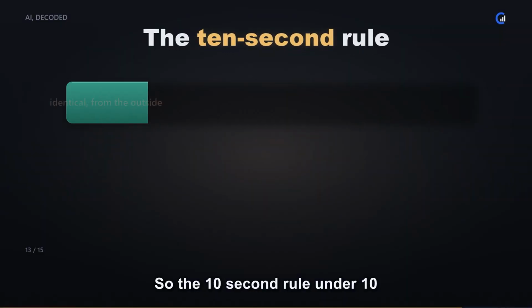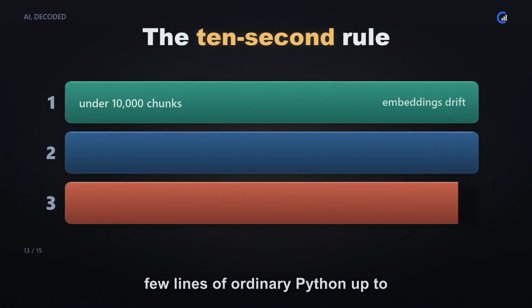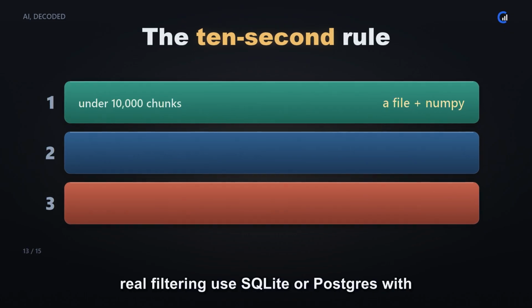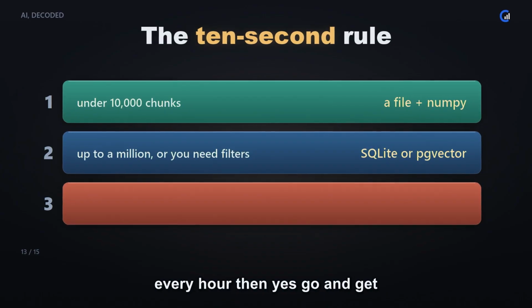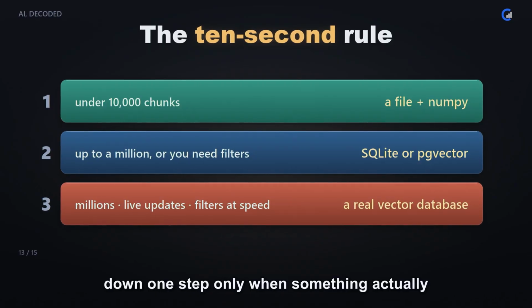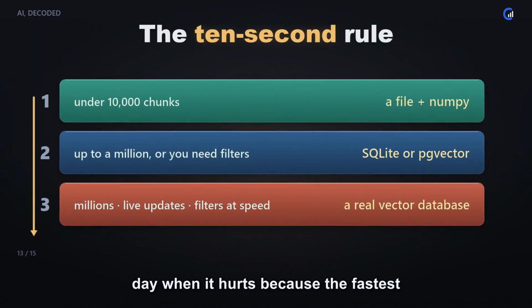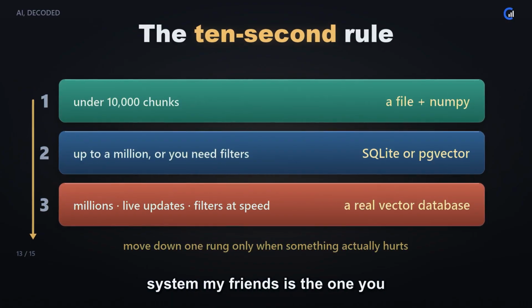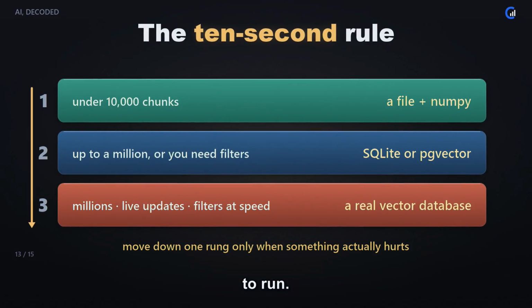So the 10-second rule: under 10,000 chunks, use a file and a few lines of ordinary Python. Up to roughly a million, or when you want real filtering, use SQLite or Postgres with pgvector if you already have it. Beyond that, or if your documents change every hour, then yes, go and get the real thing with a clear conscience. Start at the top of that list always and move down one step only when something actually hurts, not when it might hurt one day. When it hurts. Because the fastest system, my friends, is the one you never had to build, and the cheapest one is the one you never had to run.